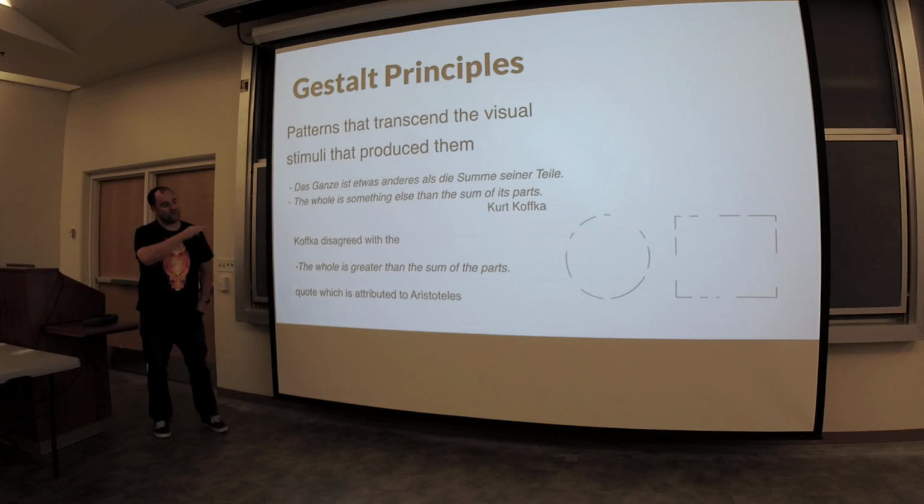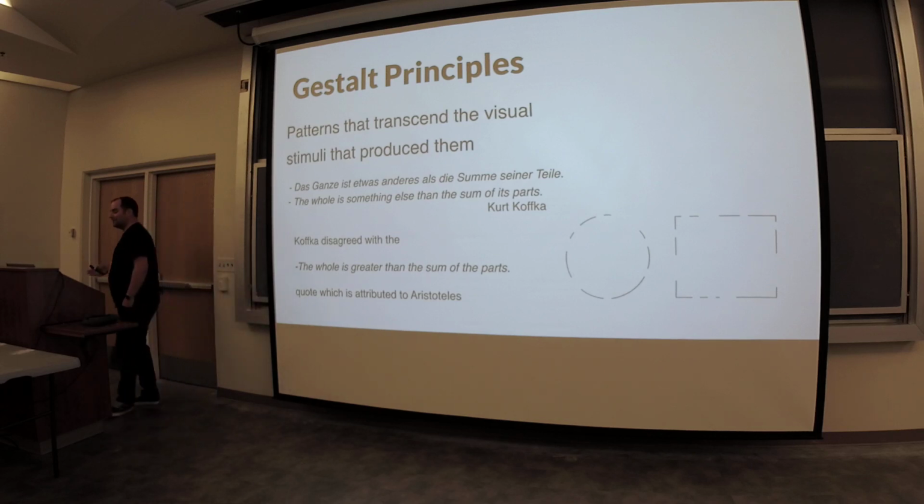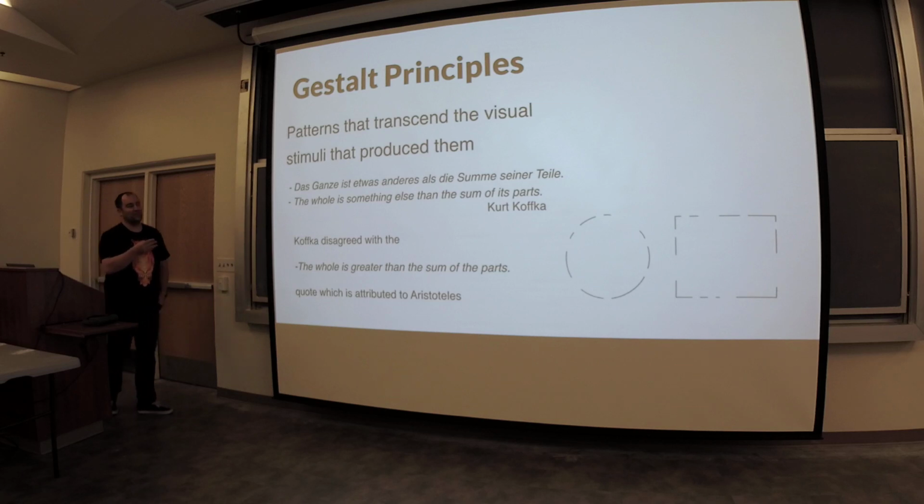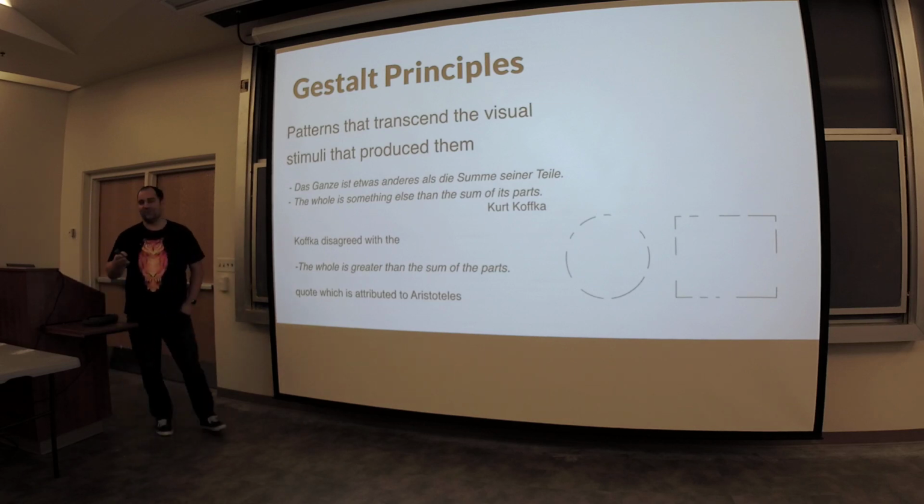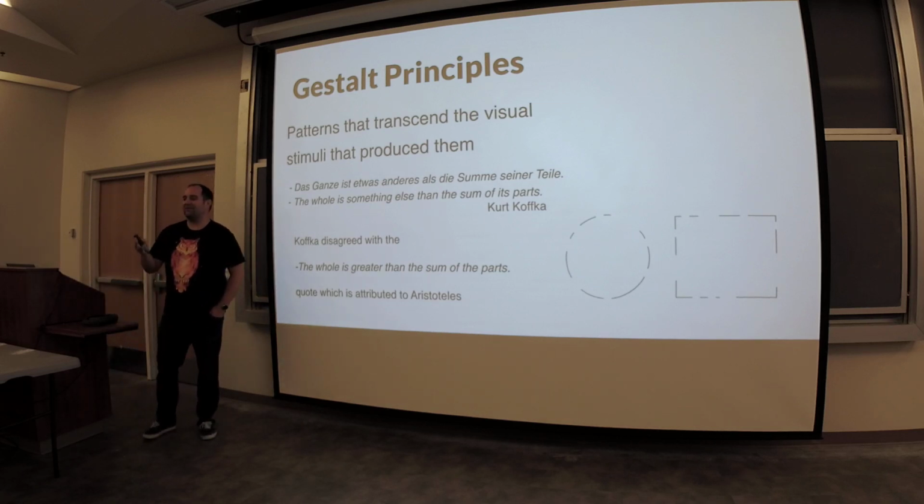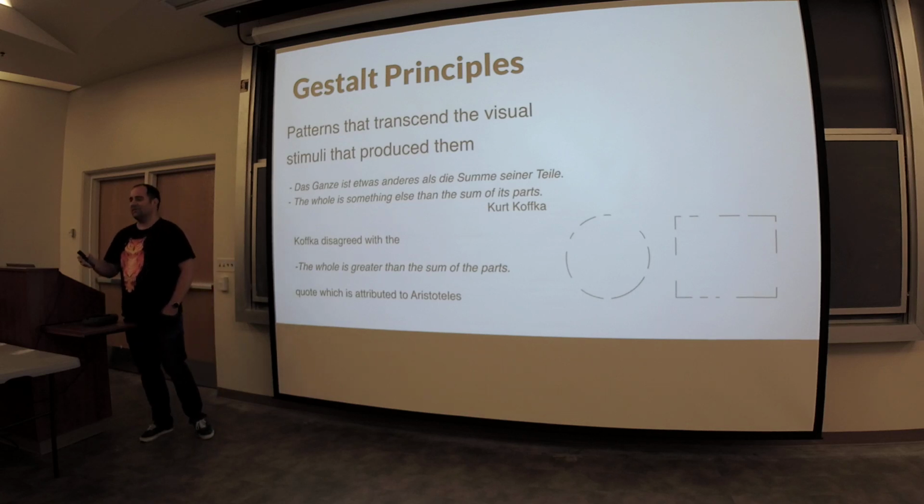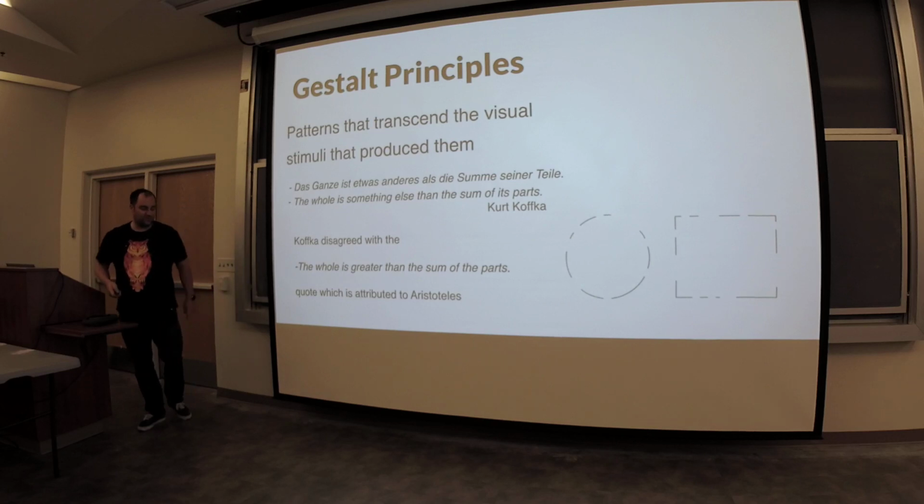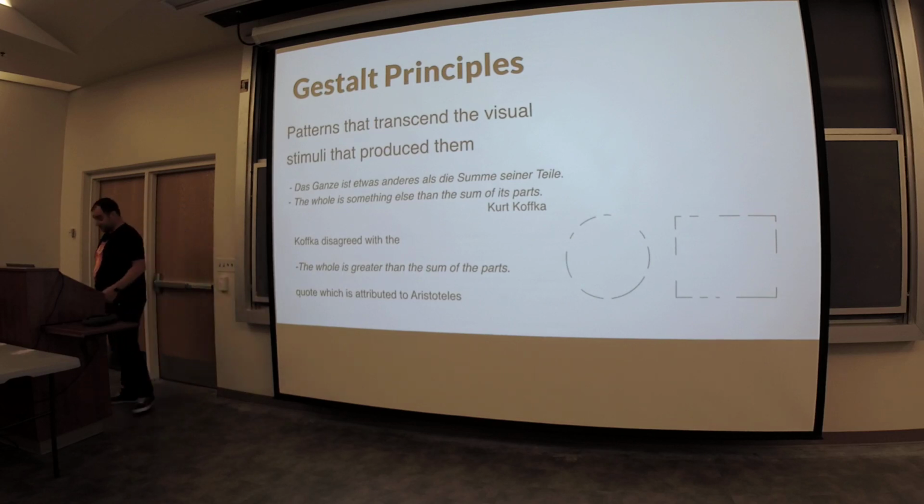However, Kurt Koffka, who is one of the Gestalt psychologists, had a different way of thinking about this. He said, "Das Ganze ist etwas anderes als die Summe seiner Teile" in the original German, which translates to the whole is something else than the sum of its parts. So it's not better, right? It's not more, it's just different. And that is the point he wants to make. This quote is usually attributed to Aristotle.